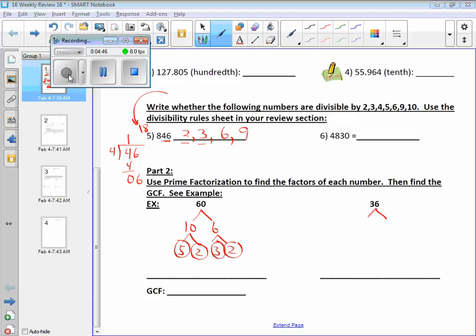Same thing with 60. It doesn't matter how you start. You could start with 12 and 3. You could start with 6 and 6. I'm going to start with 18 and 2 also. But I'm going to start with 6 and 6, and then my two 6s get broken down to the prime factors, 3 and 2 for each. Okay, so that completes my factor trees, and now I'm going to look for common factors.